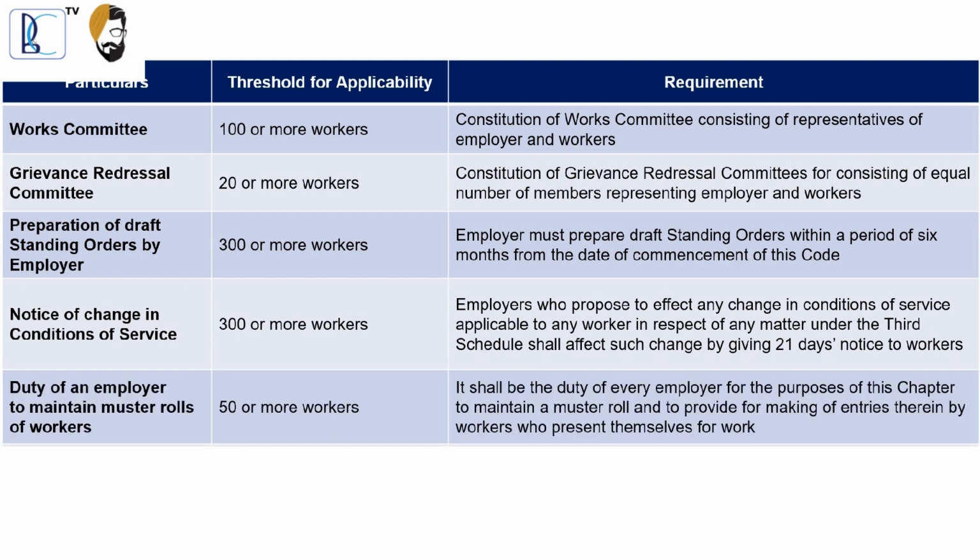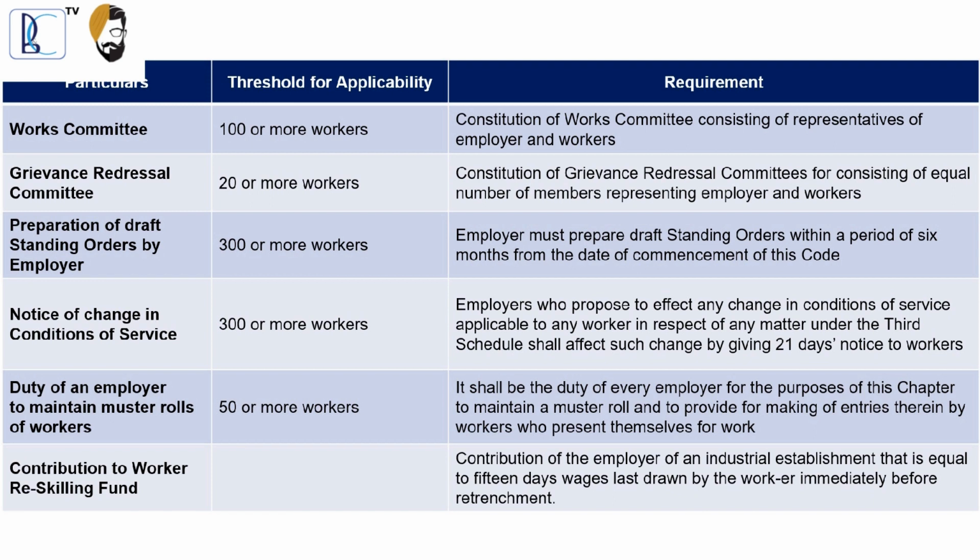Duty of an employer to maintain muster rolls of workers: 50 or more workers. It shall be the duty of every employer for the purposes of this chapter to maintain a muster roll, and to provide for making of entries therein by workers who present themselves for work. Contribution to the Worker Reskilling Fund: the employer of an industrial establishment contributes an amount equal to 15 days' wages last drawn by the worker immediately before retrenchment.